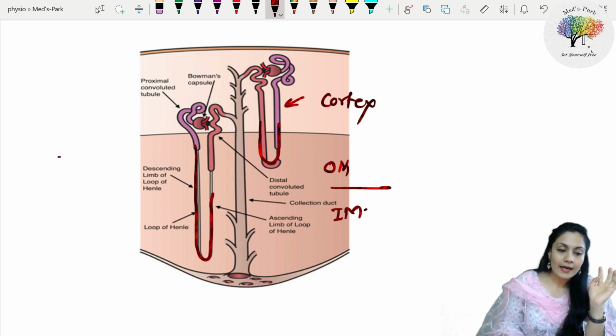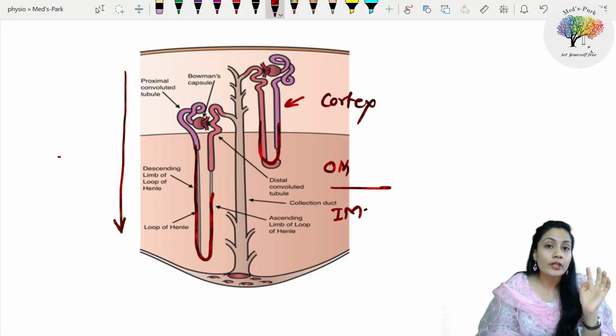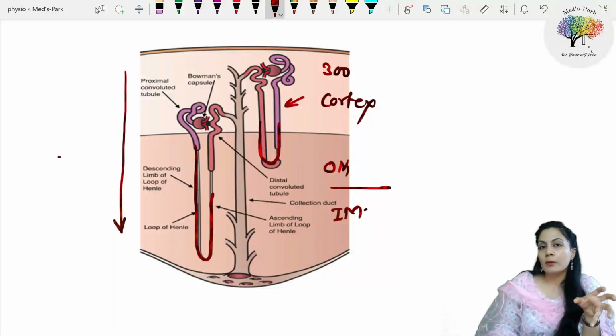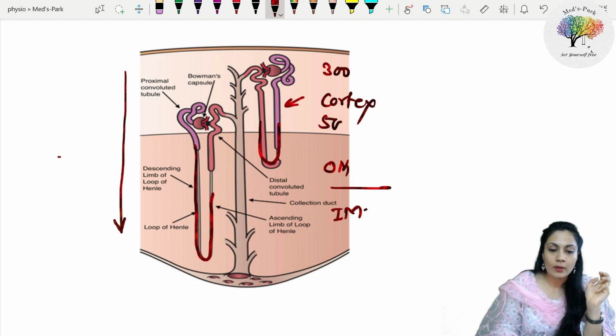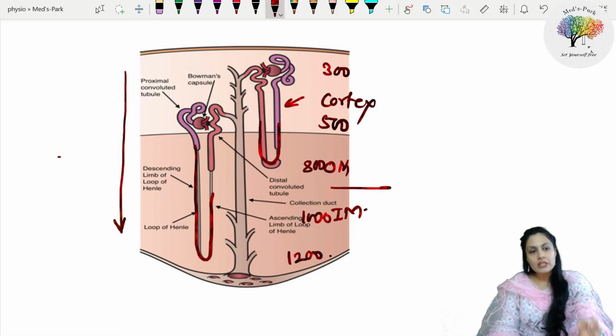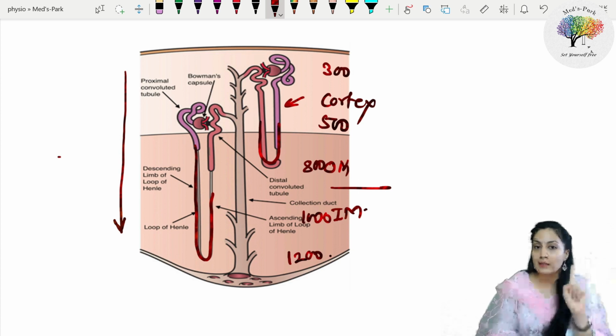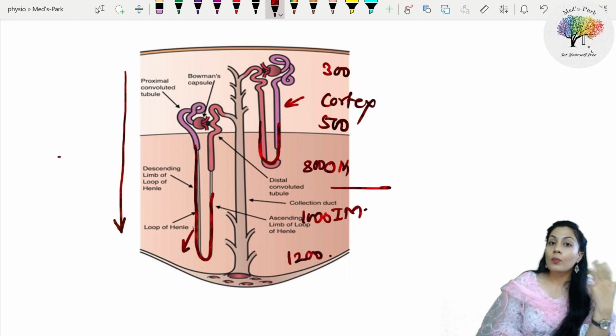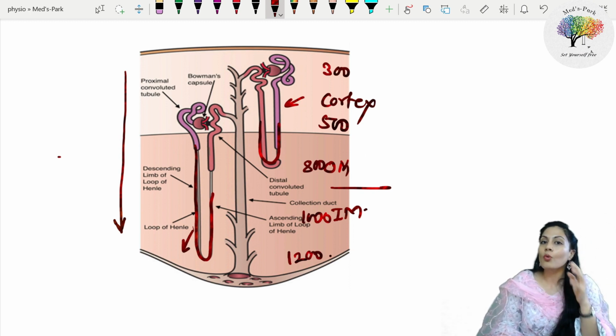Now, understand, as we go down into the inner medulla, the gradient is going to increase in the medullary interstitium. What do I mean by that? Let's say over here the tonicity of the medullary interstitium is 300. Let's say over here it is 500, 800 over here, 1000 over here, and the maximum is deep in the inner medulla, 1200. So as we go down, this osmotic gradient is increasing. That means as the loop goes down, it helps us conserve more and more water.